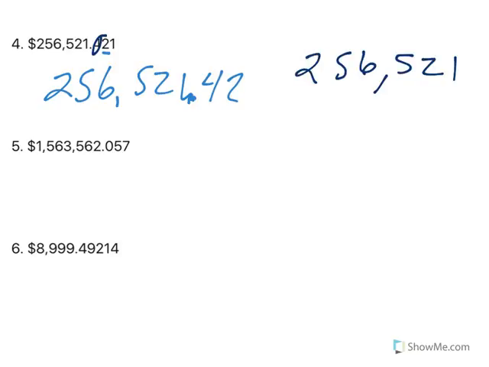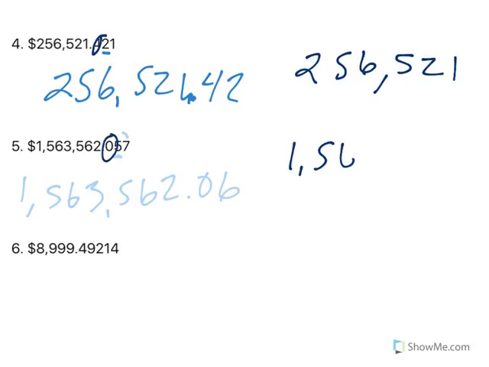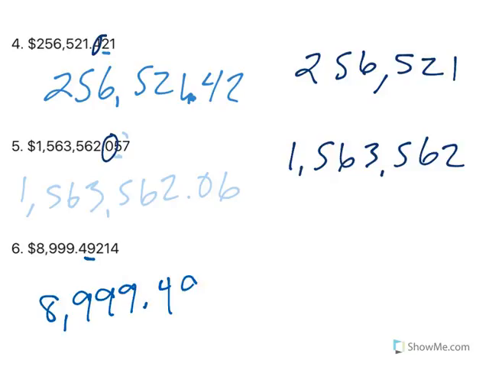256,521. Nearest cent, 7 rounds up, so 1,563,562.06. To the nearest dollar, 0 rounds down, so just 1,563,562. And this one, nearest cent, 2 rounds down, so 8,999.49.